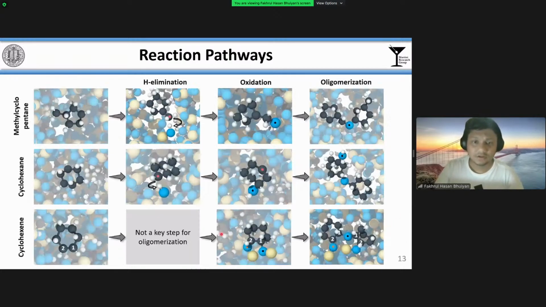And finally, we analyzed the oligomerization reaction pathways and found out that methyl cyclopentane and cyclohexane followed a similar reaction pathway that involved hydrogen elimination, then oxidation, and finally oligomerization. Cyclohexene followed a slightly different path, which involved direct oxidation at the double bond site, followed by oligomerization.